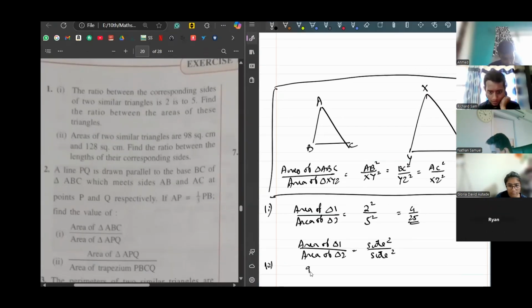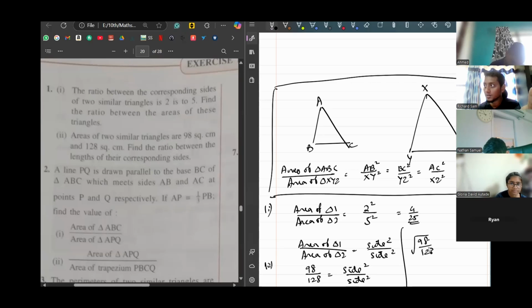So here, what's the answer anyone got? 98 upon 128 is equal to one side square upon the other side square. So what do we do? To find the side, we need side upon side, not side square. So we need to take the square root of the other side. So the square root of 98 upon 128 is what you have to find. Now 98 is not a perfect square, 128 is not a perfect square. So how do we do this?